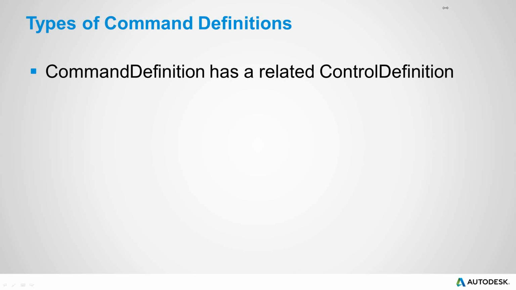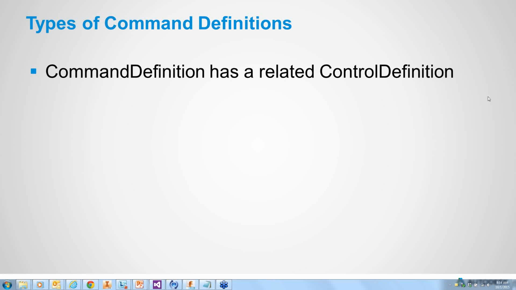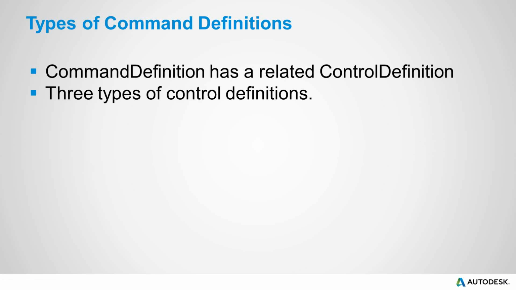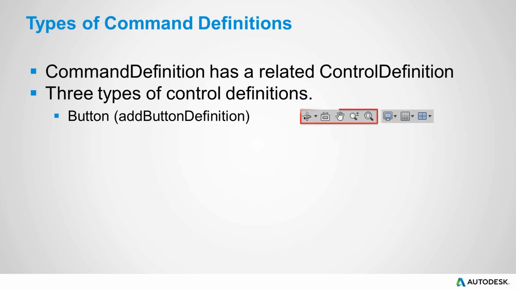All right, so command definitions. There's one command definition object, but it has associated with it a control definition, and that control definition defines how this command will display itself in the UI. The most common one is a button. So when you're creating your command definition, you would use the add button definition to say, I want to create a command definition that's going to be represented as a button in the UI. And that's obviously in all of these that I've highlighted.